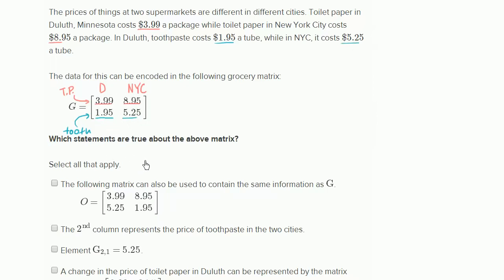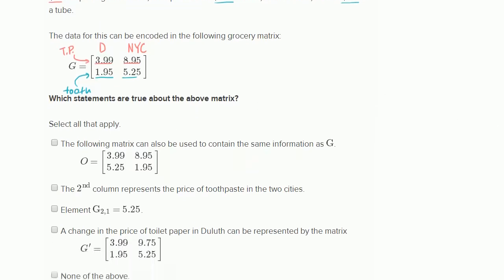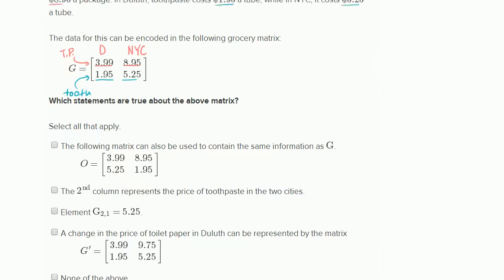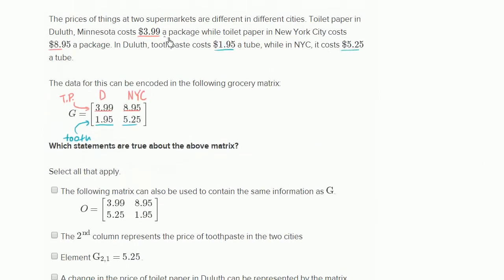Which statements are true about the above matrix? Select all that apply. The following matrix can also be used to contain the same information as G. And that's what's interesting about a matrix. What we have right over here is essentially an encapsulation of all of the data that we have in this upper paragraph. And it's useful because a computer could make use of this data as long as it knows what these rows and what these columns actually represent.